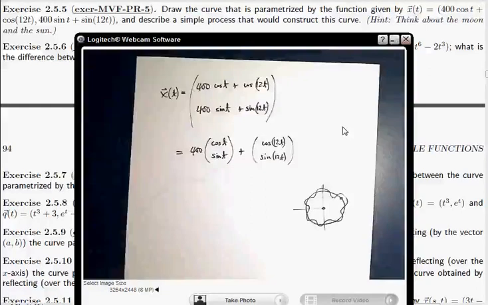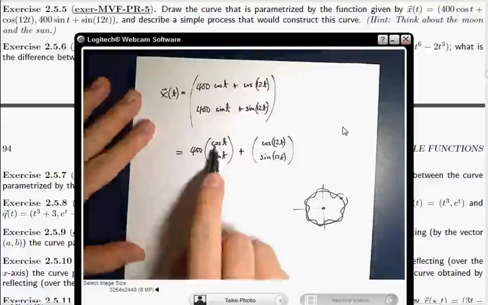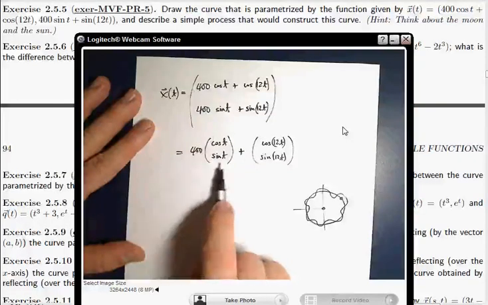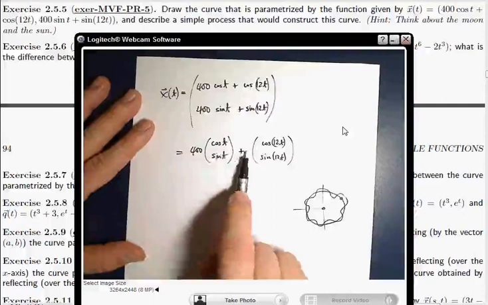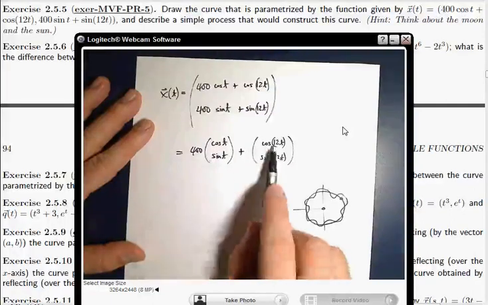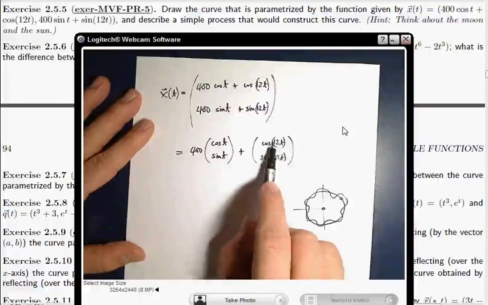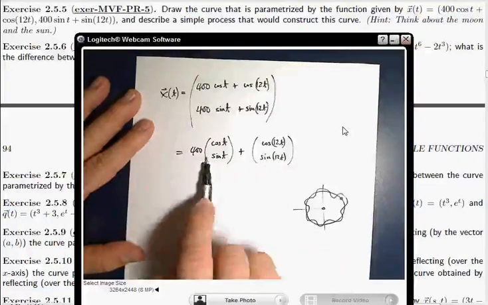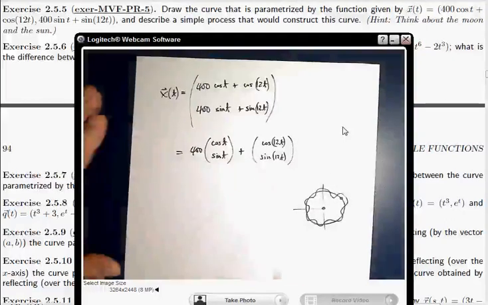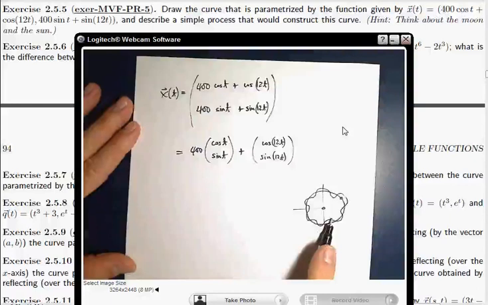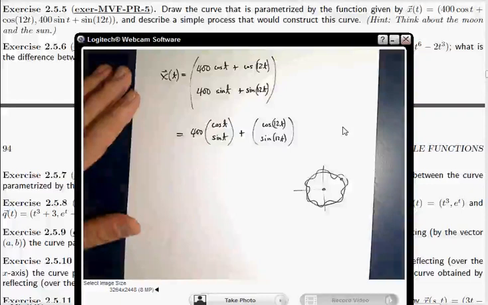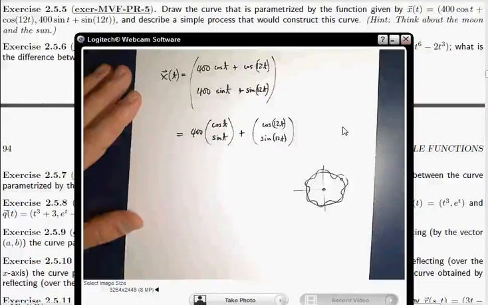So I claim what we've got here is something that's rotating with a large radius. I claim this represents the path of the Earth, kind of. And then around that, in other words, from that parametric curve, we've got something that's rotating 12 times as fast. In other words, while this makes one rotation, this is going to make 12 rotations. And so that's pretty much describing this path here. So the problem says, describe a simple process that would construct this curve.